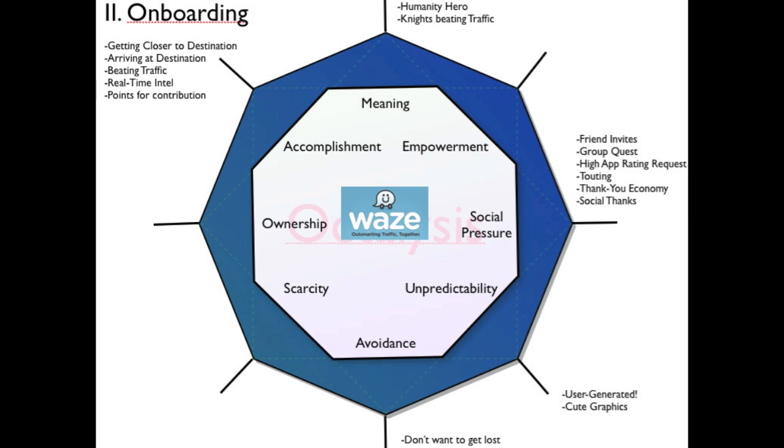And that was our quick analysis for phase 2, the onboarding process. So now we update our Octalysis chart where we added in the social thanks, the humanity hero, the knights working together beating traffic, real-time intel, points of contribution. We get that all into the system. And then we are ready for scaffolding.